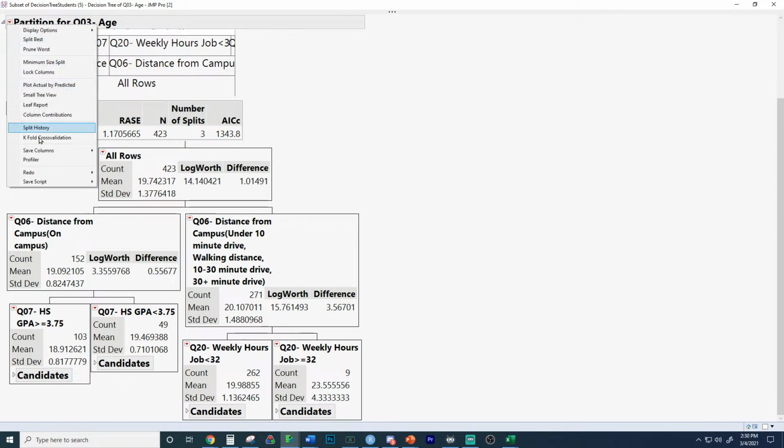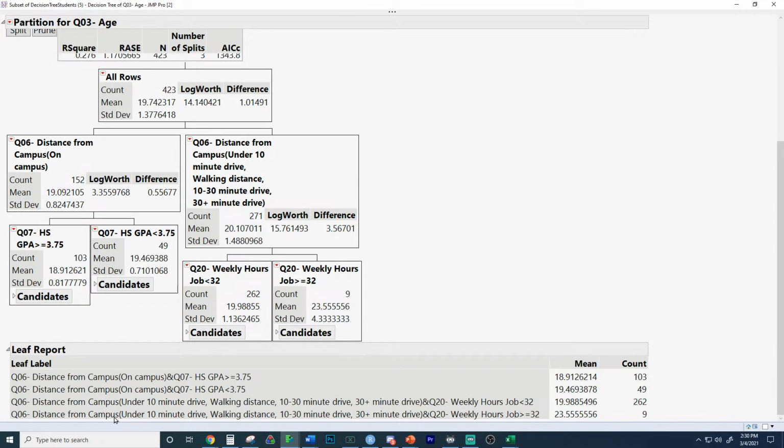An important thing we should know is the leaf report actually gives us this information about the characteristics of the individuals. They could be drive, walking distance, all these things. And also they work 32 hours or more a week. Their mean age is 23.55555. And there were 9 people in this group.